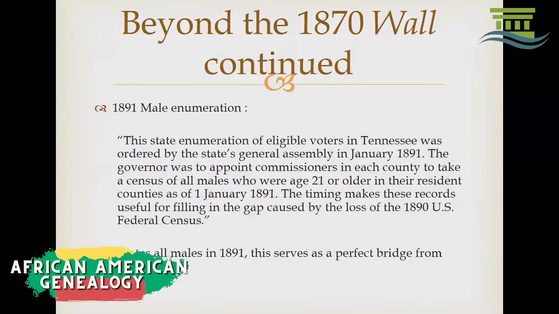And so when you make that jump from 1900 to 1880, Tennessee has a bridge for that. The 1891 male enumeration was a special census done in Tennessee. Other states did different ones, one for 95, one for 92, and so on. But in Tennessee, we're pretty lucky. That census was specifically geared towards males, towards men, if you were over the age of 21.